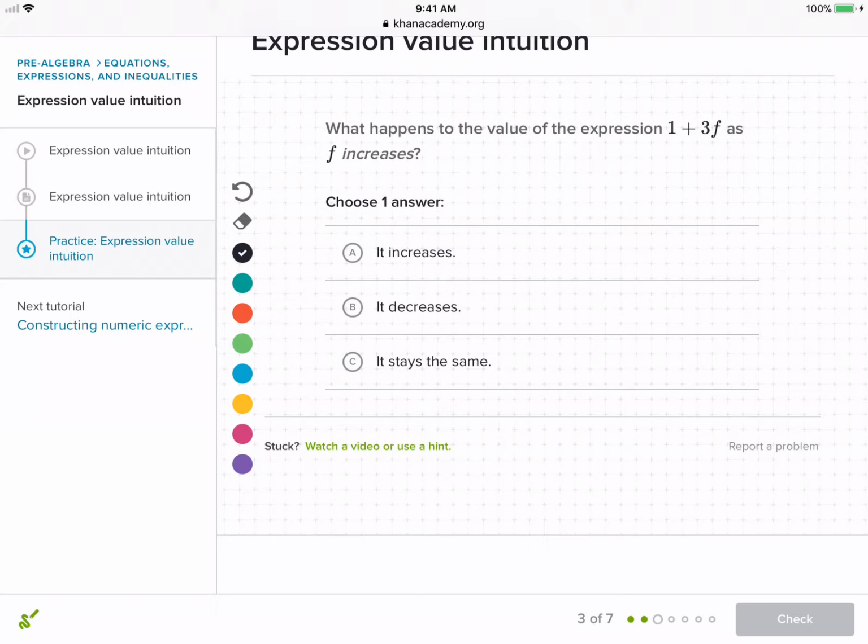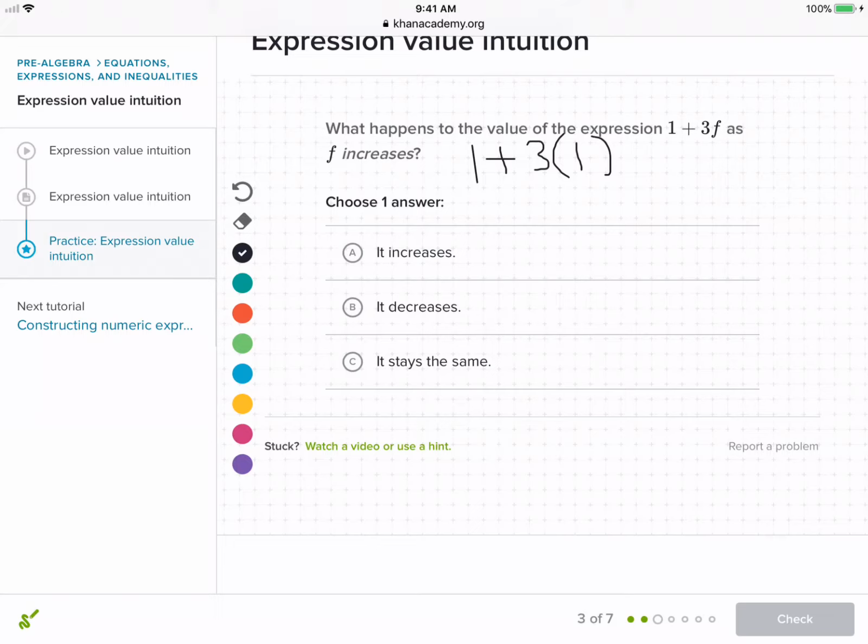And the other part with the intuition, so we're going to have to use our brains a little bit here today. So we're going to look at this first one here. We have what happens to the value of the expression 1 plus 3f as f is increased. So what I'm going to do actually is just go ahead and write out my expression and plug in a number. And I can choose any number I want. I'm going to actually keep the numbers a little bit low just to make the math a little bit easier for me to do. So I'm going to put in 1 in place of my f.